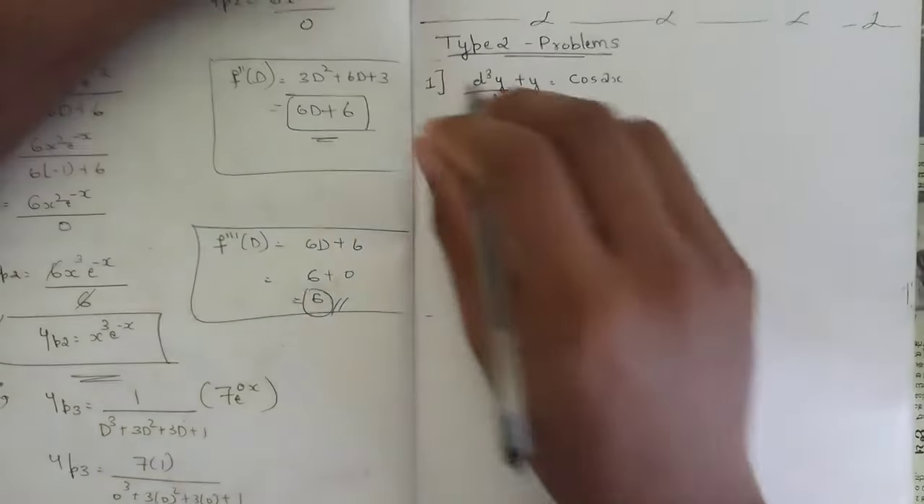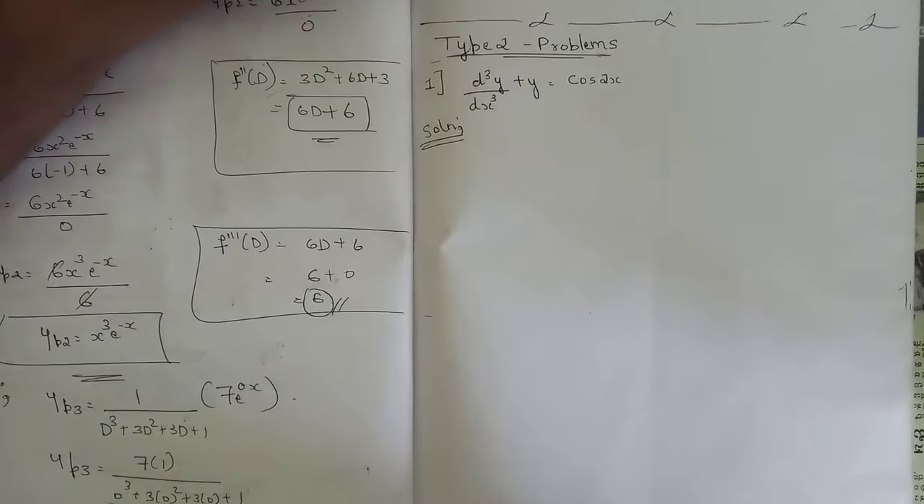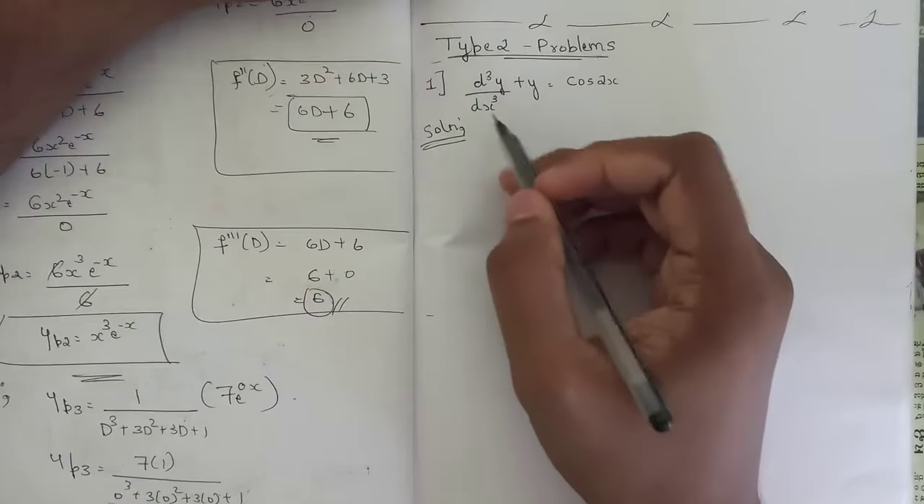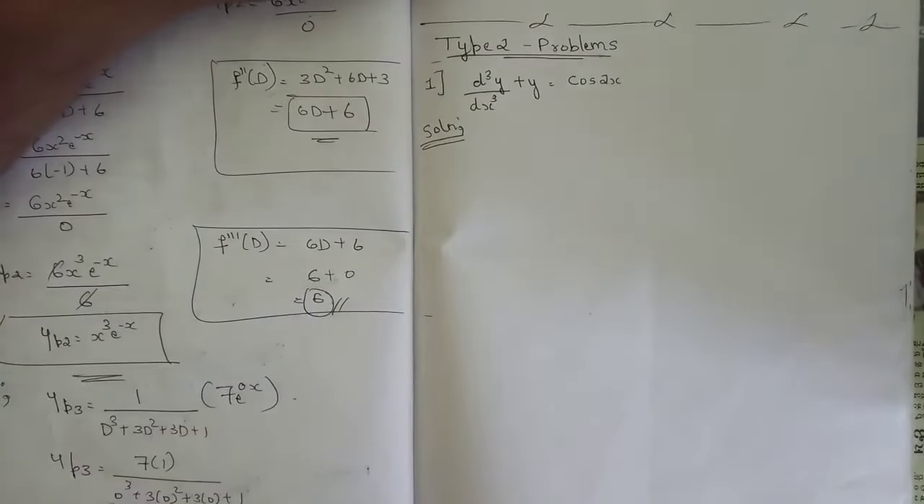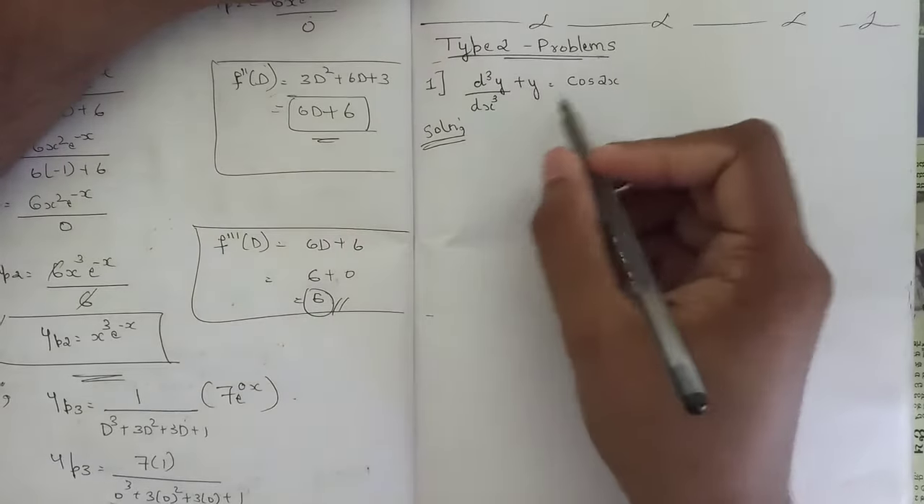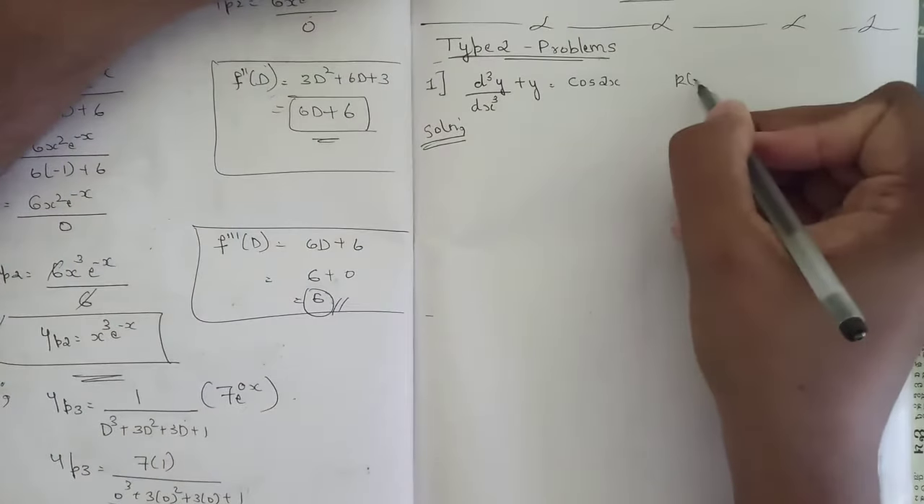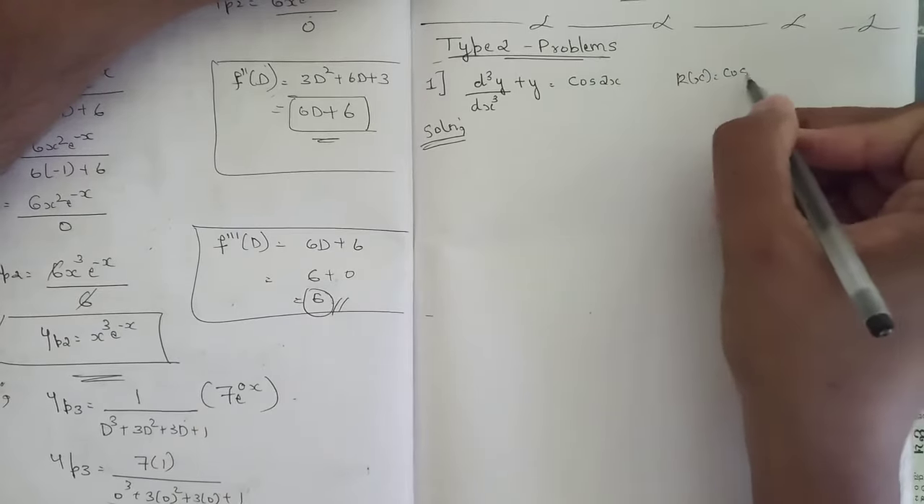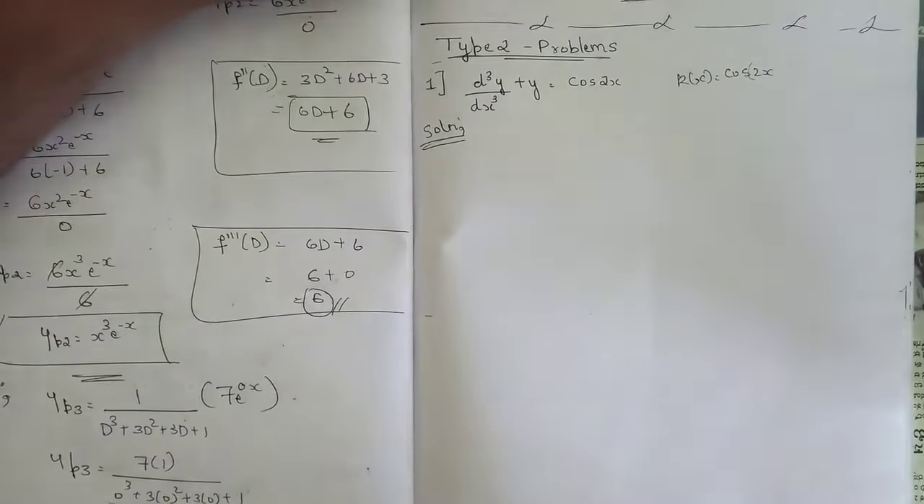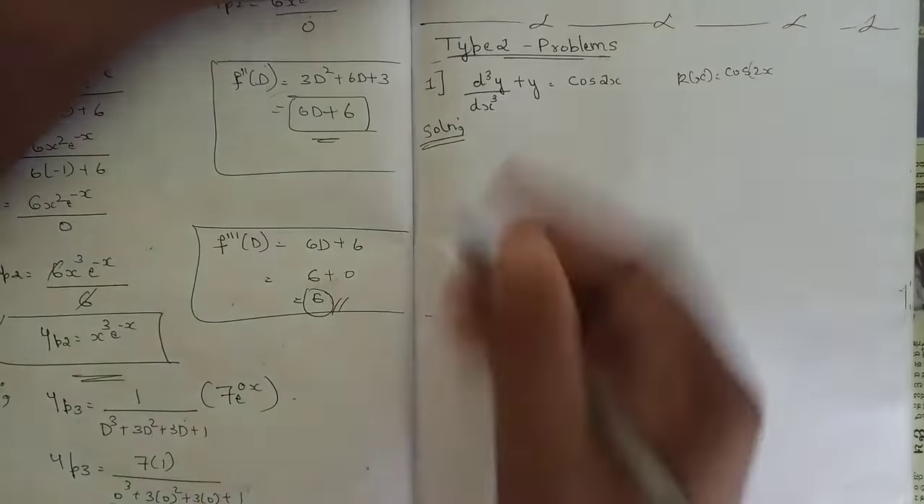So this goes to the first question of type 2, that is d cube y by dx cube plus y is equal to cos 2x. Here the value of r of x is cos 2x, and we can see that the value of a here is 2. So the first step remains the same.